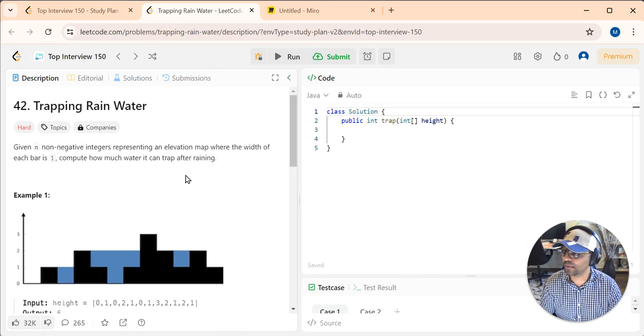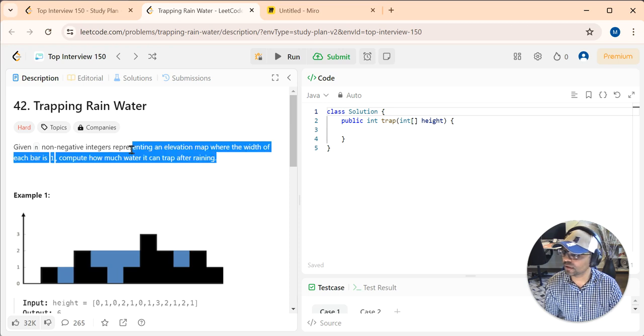Let's read the problem and make sure we understand it. Oh, this is a hard problem. Okay, so this is the second hard problem we are doing on this channel. The last one we did was Candy. Yeah, that went okay, but I think I'm nervous about this one. Given n non-negative integers representing an elevation map where the width of each bar is 1, compute how much water it can trap after raining.